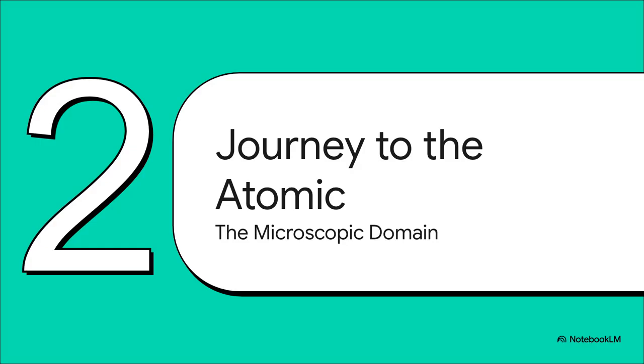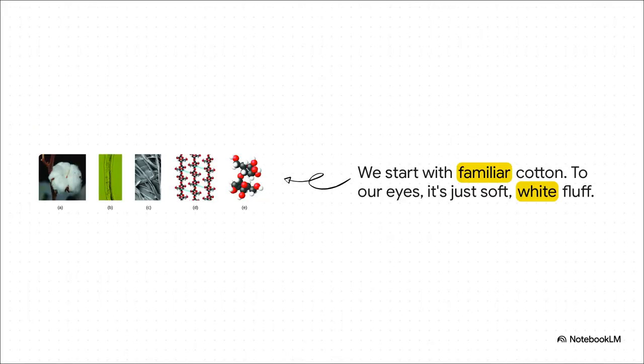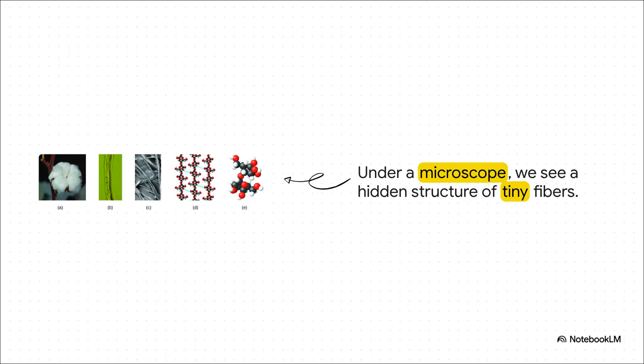We're about to dive into a world that's completely invisible to our eyes, the microscopic domain. And trust me, this is where all the real action is. Let's start with something you've probably seen a million times, a piece of cotton. To us, it's just some soft, white fluff, right? But what is it really made of? Well, if we put it under a seriously powerful microscope, a whole new structure appears. That fluff is actually this intricate web of tiny, tiny fibers.